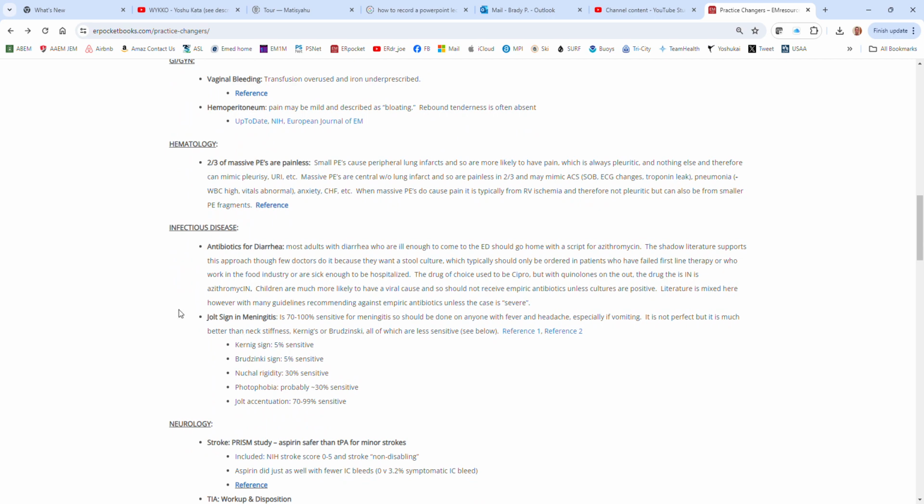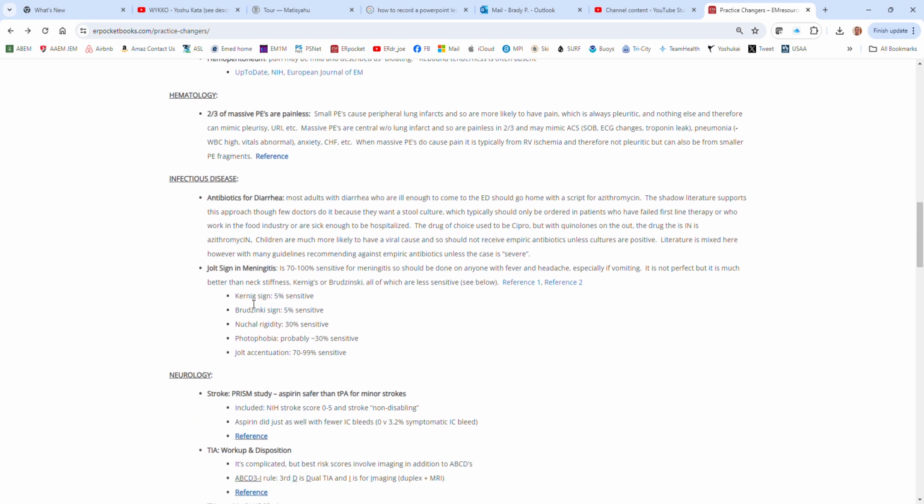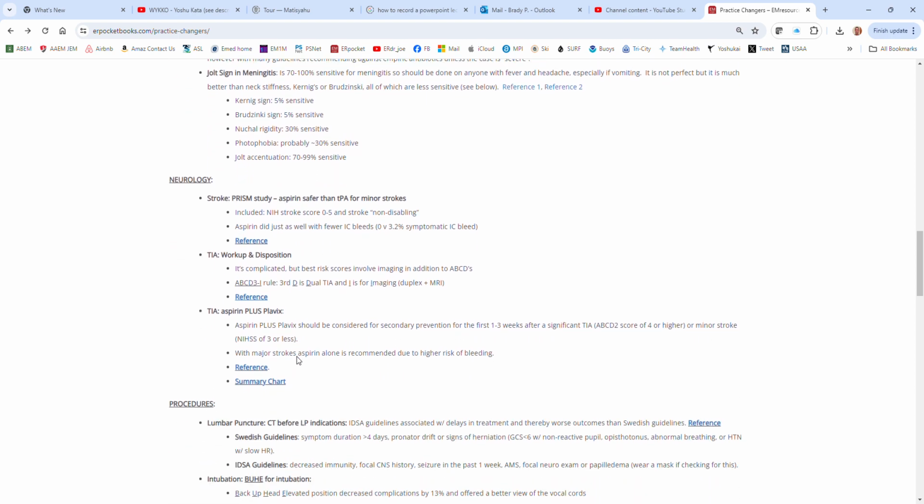And then the jolt sign and meningitis. I found a lot of people do not know about the jolt sign. This is important: the sensitivity of different exam signs for meningitis. Kernig's and Brudzinski's are very non-sensitive. Those are only severe cases. Nuchal rigidity, a little bit better. Photophobia, maybe more than 30%, maybe more like 50. I think photophobia is important. And jolt accentuation of a headache, I think, is close to 99% sensitive in an alert individual, maybe close to 100. This 70 may be in studies where you have sicker patients who aren't as alert.